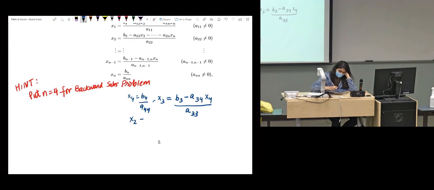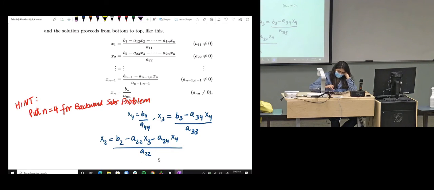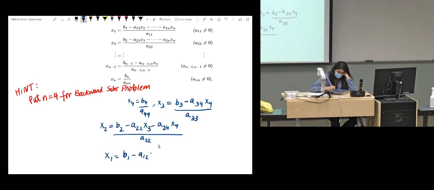Then I get x2 finally. We've already written those down for you. It's that thing. I'm still going to write it because I need to copy it. So x2 is b2 minus a23 times x3 minus a24 times x4 by a22, and then finally x1 is b1 minus a12 x2 minus a13 x3 minus a14 x4 divided by a11.